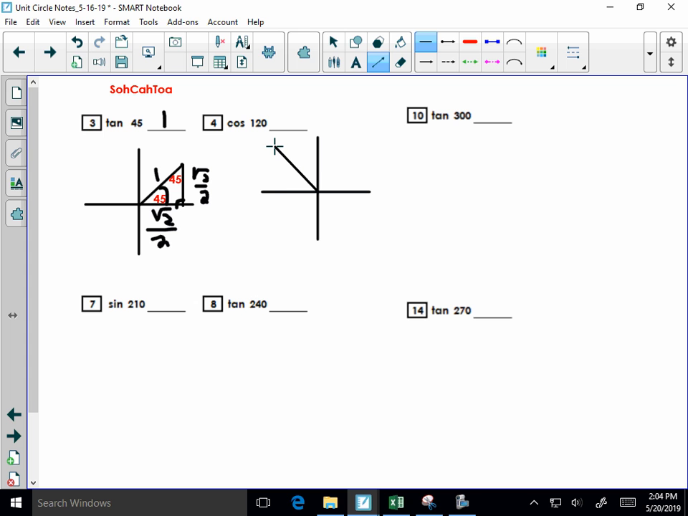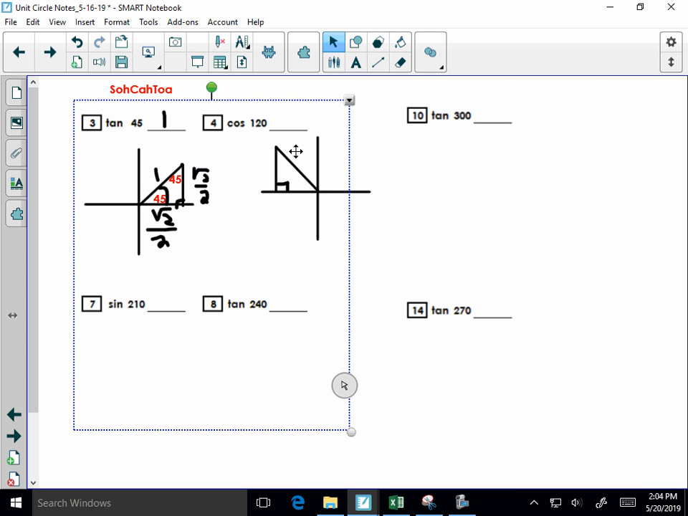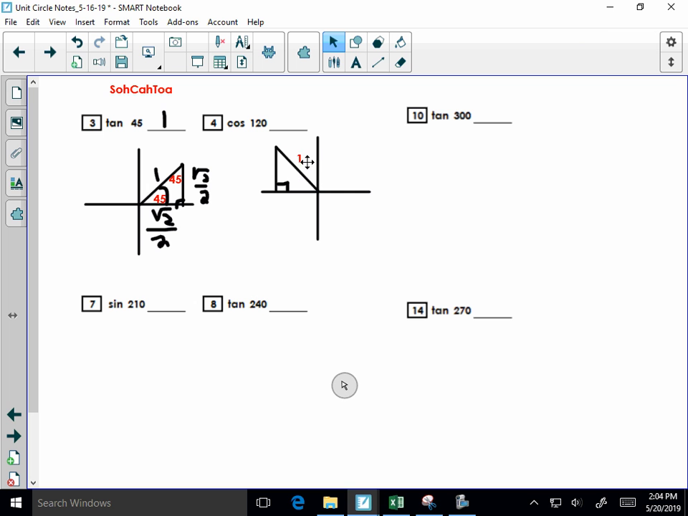Draw your xy coordinate plane. There's my origin, quadrant 2. Put an angle up there. Draw myself a right triangle in quadrant 2. And going back, we know the radius is already set at 1. That never changes. So the hypotenuse is always 1 in every triangle we draw here.